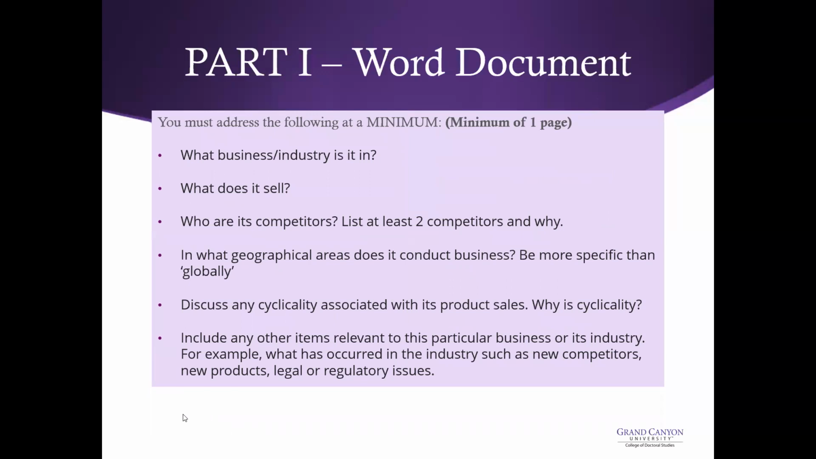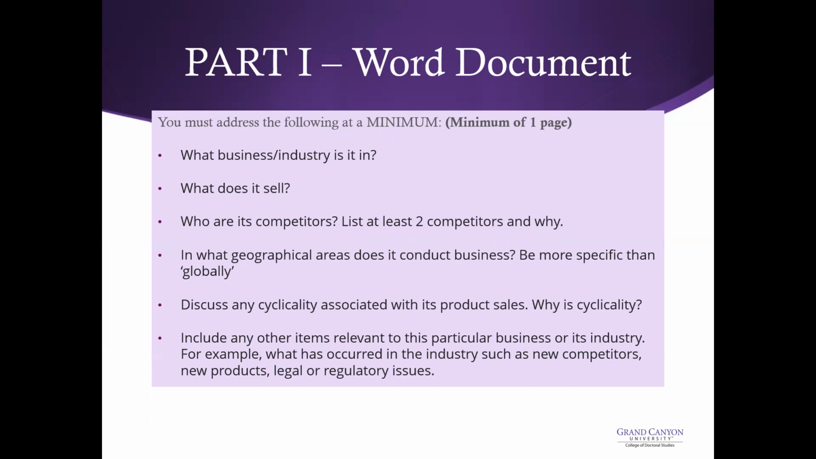Now, part 1 is a 1-page Word document. It could be more than one, depending on how you format it, but it should be a double-spaced paper with indents. In part 1, you're going to address all of the following: the business or industry that the company is in, what it sells, and list at least 2 competitors of your company and why they're competitors. It could be that they are in the same industry segment.